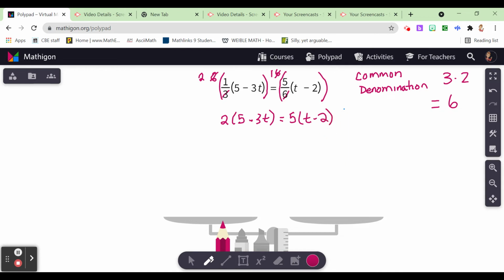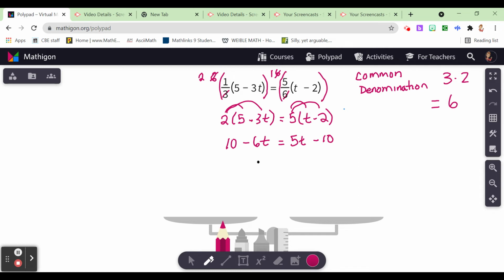So now I have greatly simplified my process. So now I can just go ahead and instead of distributing a 1/3, I'm distributing a 2. So 2 times 5 is 10. And 2 times negative 3t is negative 6t. Okay, and then I do the same on this side. 5 times t is 5t. 5 times negative 2 is negative 10.